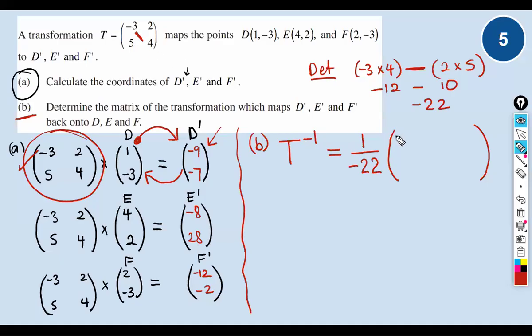Switch the main diagonal, 4 and minus 3 go here. The other diagonal does not move. They just become the opposite. You can leave your answer just like that. You don't have to multiply every one in the brackets by the 1 over 22. Leave it just like that. You'll get full marks in your exam.